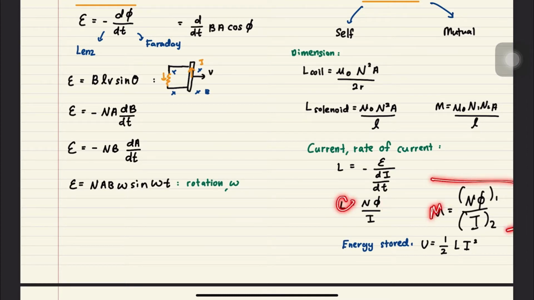Formula ni dia tak tulis dalam formula sheet. Itu kamu boleh tulis sendirilah. Lepas tu syarat dia, kalau atas ni 1, bawah ni mesti 2. Kalau atas ni 2, bawah ni mesti 1. So apa dia mutual inductance? Maksudnya yang lagi 1 tu yang induce dia. So dia kena terbalik antara dua tu.